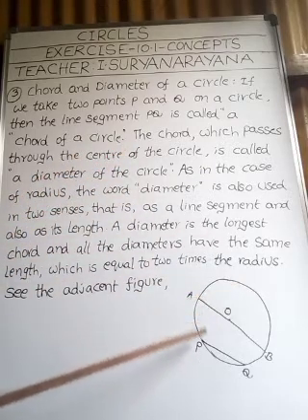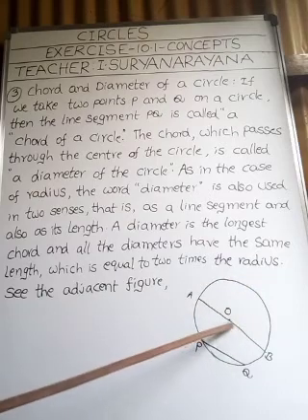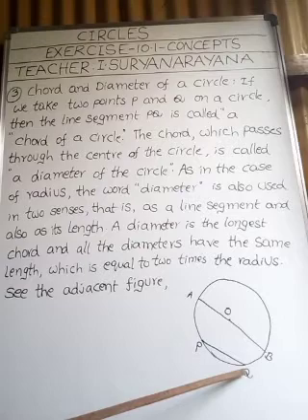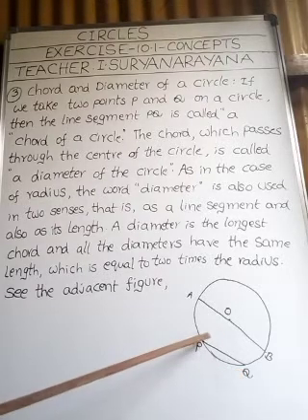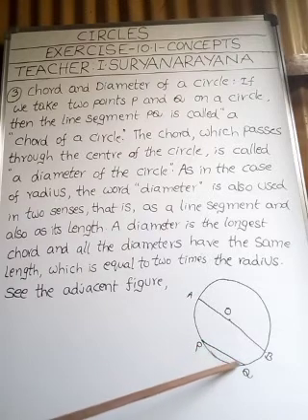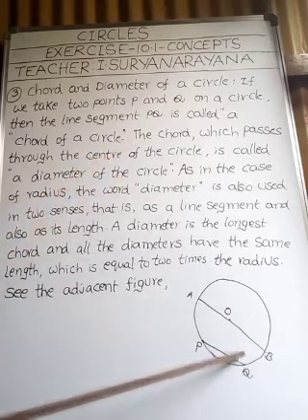Suppose you see this figure, my children. Observe this figure. This is a circle with the center O. Here P and Q are taken on this circle. Understood? If you join these 2 points, we get a line segment. This line segment is called chord of the circle. Understood this point, my children?